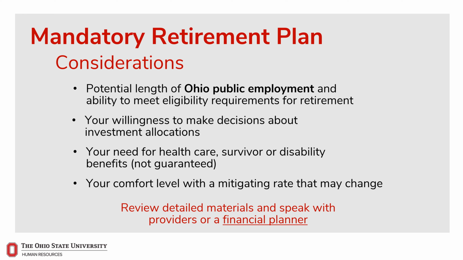There are several factors that you may want to consider when deciding whether to choose a STRS plan or the ARP. Your length of service with the university may be a factor in choosing a plan, as this may impact your ability to meet the age and service requirements to retire. The type of plan you choose may depend on whether you prefer to make your own investment choices or if you prefer to have an investment professional make those choices for you. You may also feel that you will need healthcare, survivor, or disability benefits in the future, or you may or may not be comfortable with the fluctuating mitigating rate, which varies among each plan type.